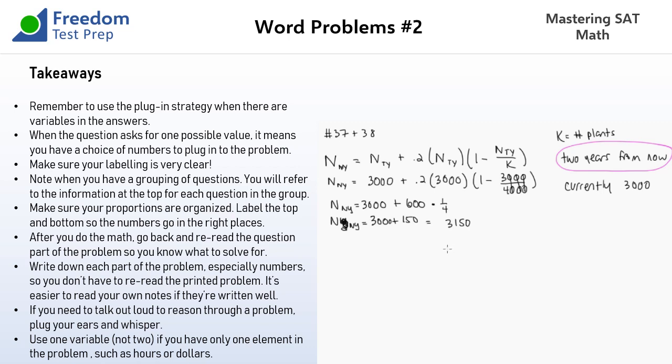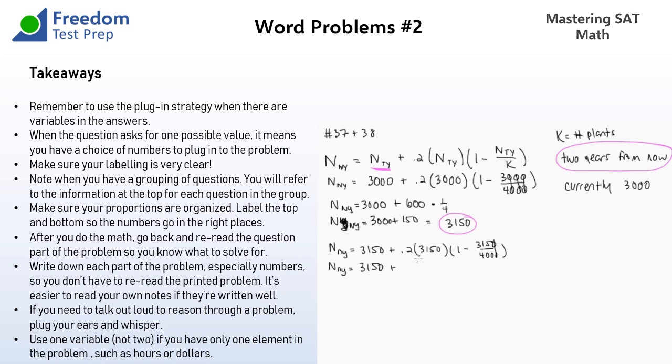Now, if you put that down as your answer, you will be wrong, because remember, 2 years from now. So we have to do this whole thing all over again using now 3,150 as our N(t). So now instead of 3,000, we do 3,150 plus 0.2 times 3,150 times 1 minus 3,150 over 4,000. I'm going to cross out those zeros, but our math is going to be harder now, so we have to really make sure that we are slow and steady and doing it properly.